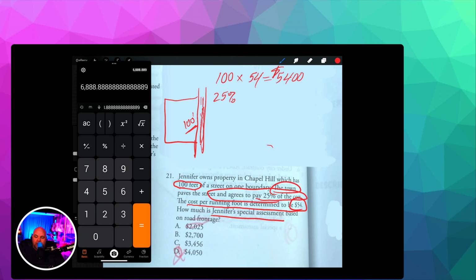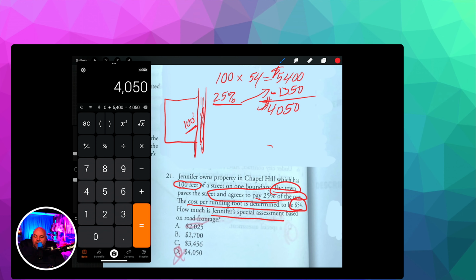The 100 feet of street in front of her property is going to cost $5,400, but the town is going to pay 25% of that. So if the town pays 25% of $5,400, that means the town's going to pay $1,350 of that. So that leaves us with what? That leaves us with $4,050, but we're not done yet.